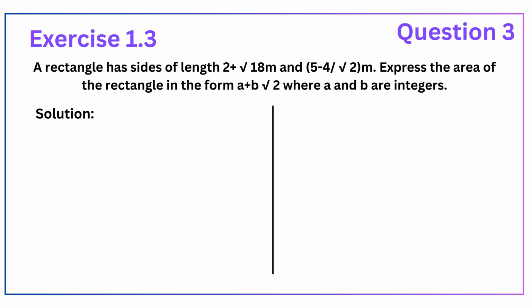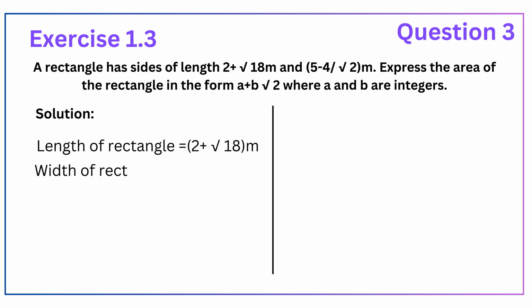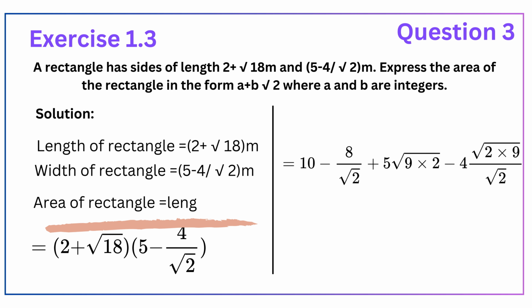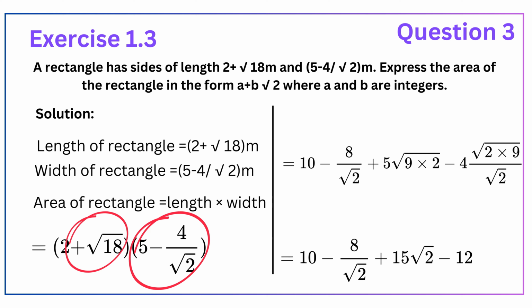First, write the given data. Length of rectangle is 2 plus root 18 meters. Width of rectangle is 5 minus 4 by root 2 meters. And we have to find the area in the given form. For this, use the formula of area, length cross width. Put the values of length and width in it.